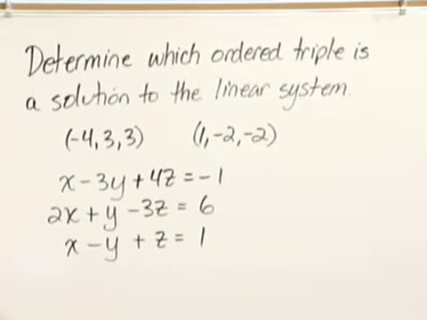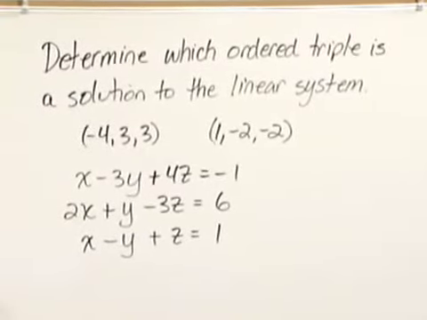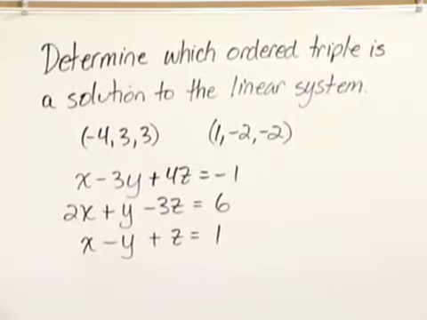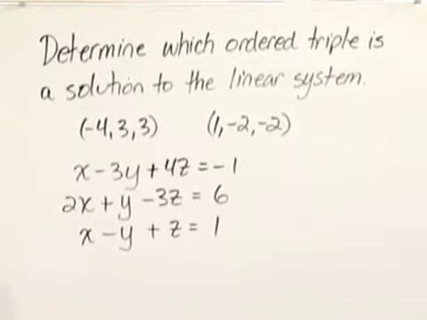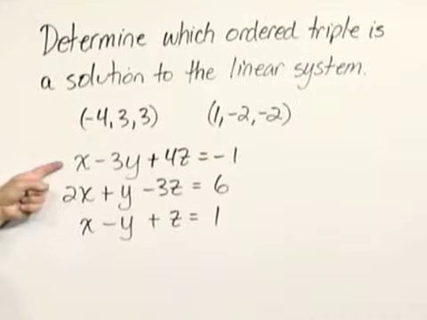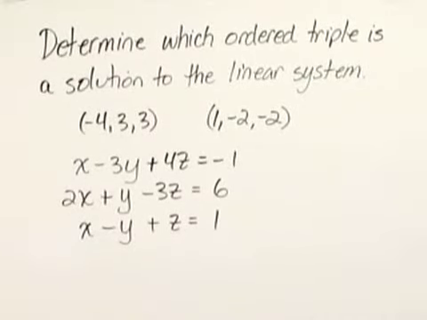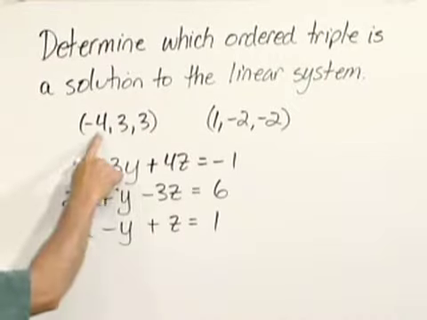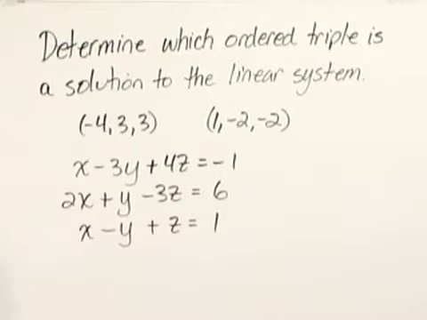Determine which ordered triple is a solution to the linear system. We have the ordered triples (-4, 3, 3) and (1, -2, -2), and our linear system here. I'll read these out as I substitute in those numbers, because what we need to do is find out: do these three numbers satisfy each of the three equations?